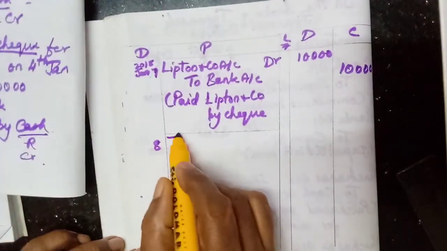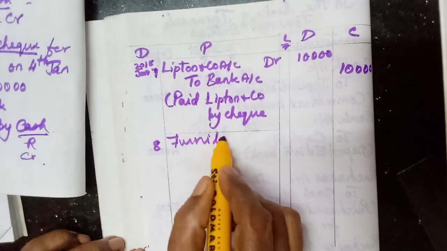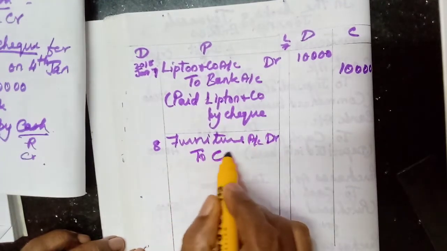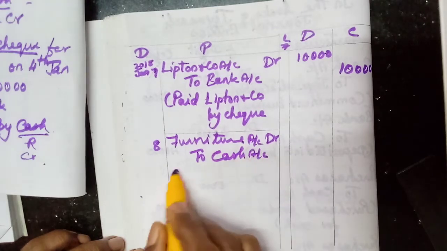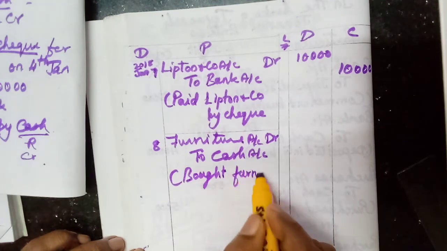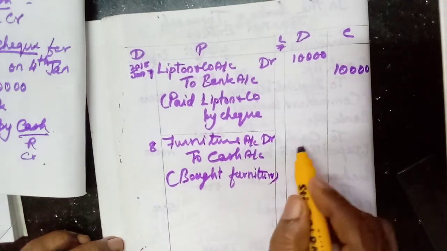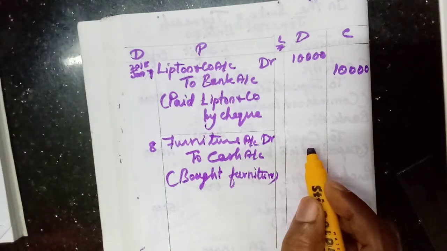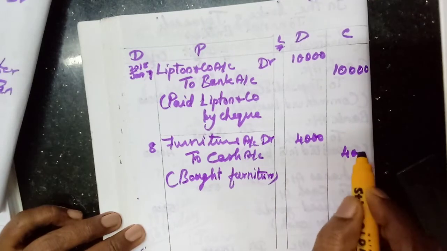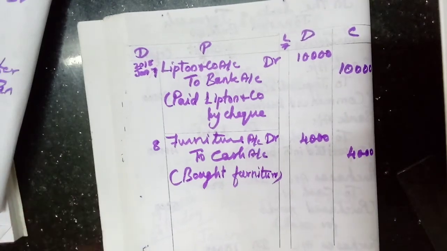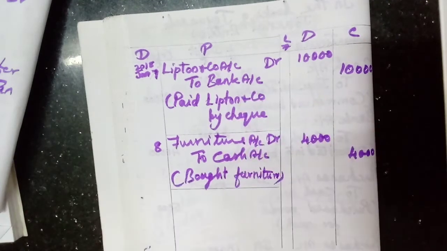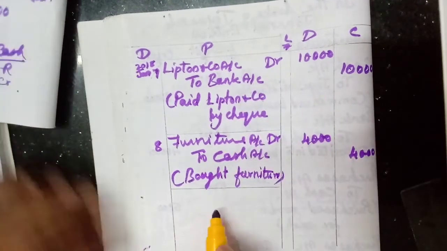So the entry is furniture account debtor to cash account. Bought furniture. Amount 4,000. I think you all will be able to understand, isn't it? Yesterday what I have explained, today I am once again explaining and writing. Now, 9.